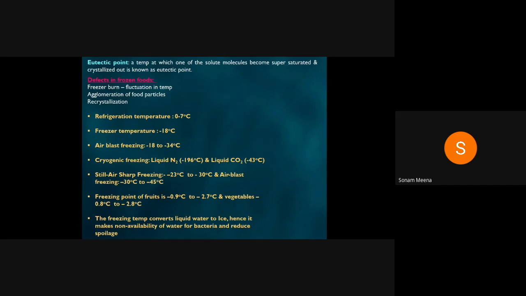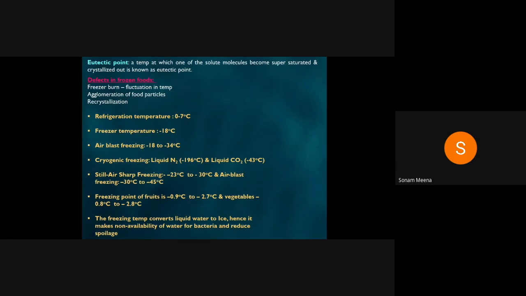Refrigeration temperature means 0 to 7 degrees Celsius. Freezer temperature minus 18 degrees Celsius. Cryogenic freezing, liquid nitrogen minus 196 degrees Celsius. When we wrote the JRF exam, they asked the liquid carbon dioxide temperature. That is minus 43 degrees Celsius.